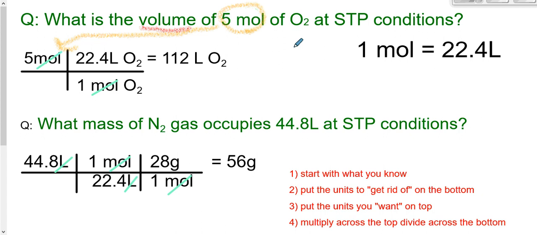This next question is somewhat more challenging. It asks us what mass of gas would occupy 44.8 liters at standard temperature and pressure. The question asks us for mass, which is in grams, but gives us a starting point of liters. There is no truth that connects liters directly to grams. So we're going to have to change it to moles first.